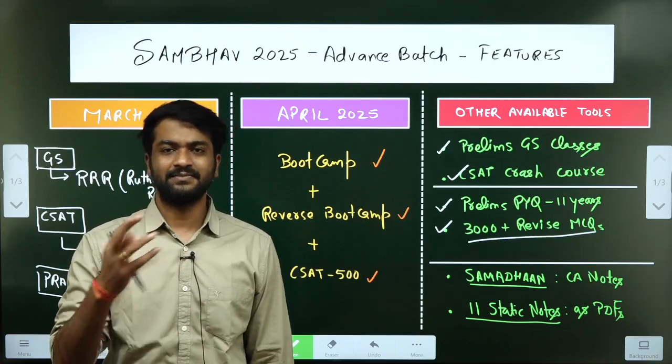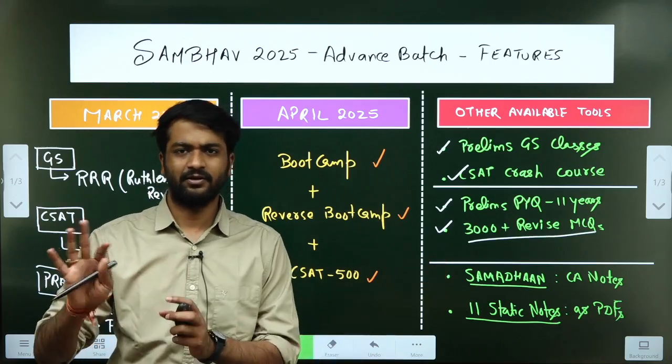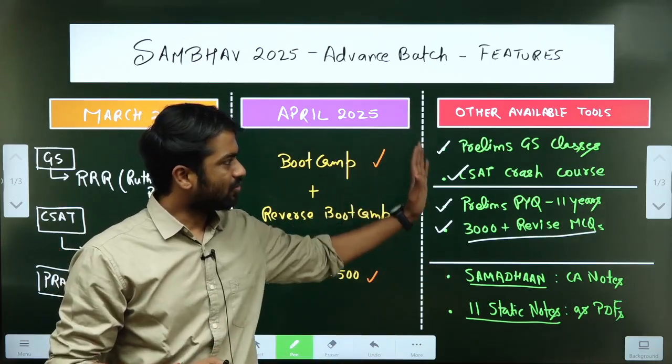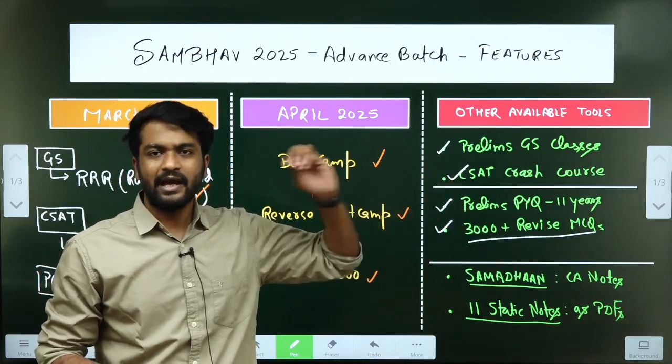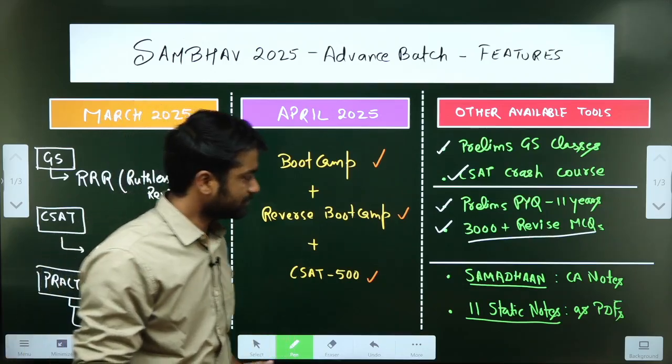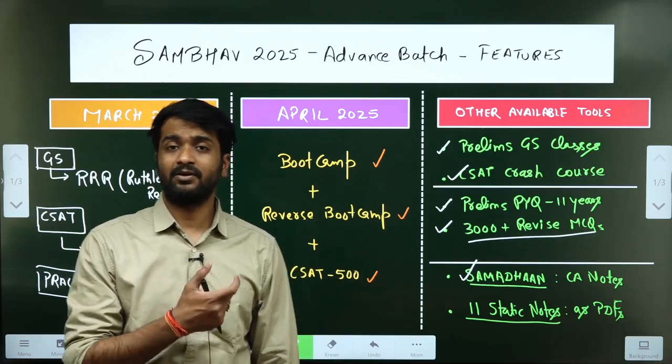If you want to practice some chapters, just open the MCQs of those chapters, practice them, and wind it off. Okay. So these are already available just after the registration, and you can use them as you want to use. Okay. Then Samadhan current affairs notes will be part of this.